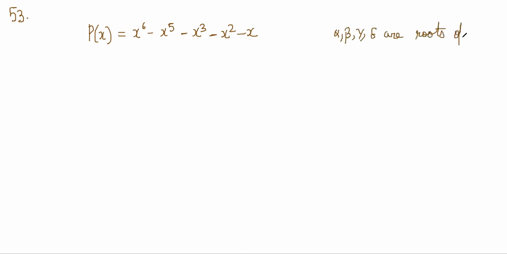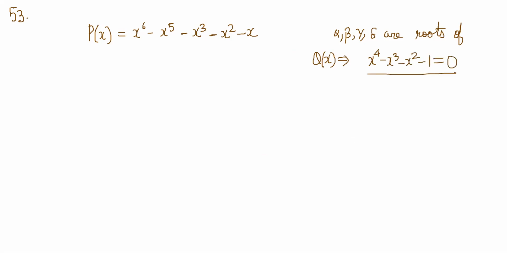53, for example, p(x) is equal to x^6 minus x^5 minus x^3 minus x^2 minus x, and alpha, beta, gamma and delta are roots of q(x), where q(x) is equal to x^4 minus x^3 minus x^2 minus 1 equal to 0.